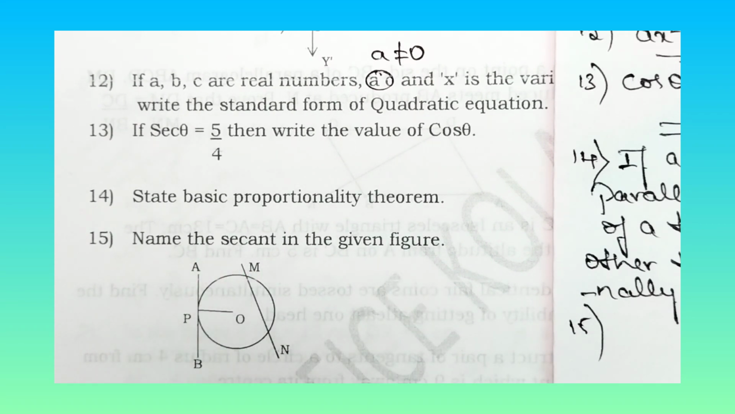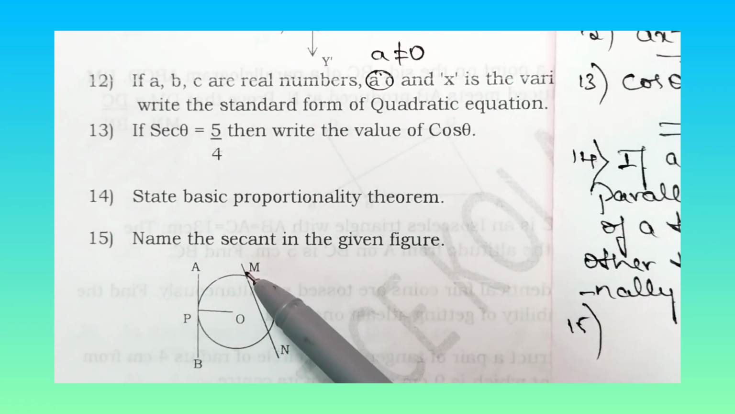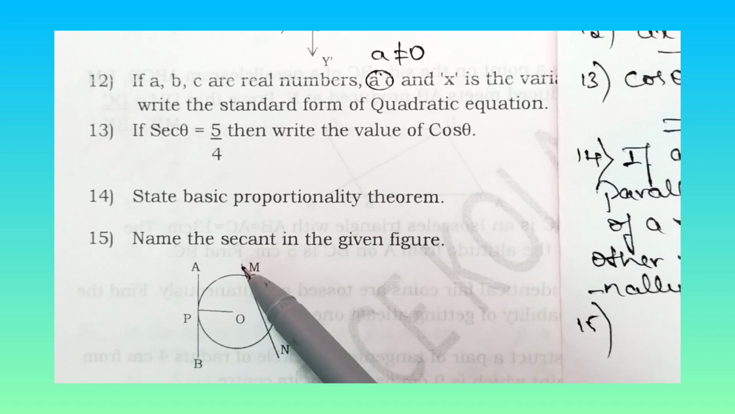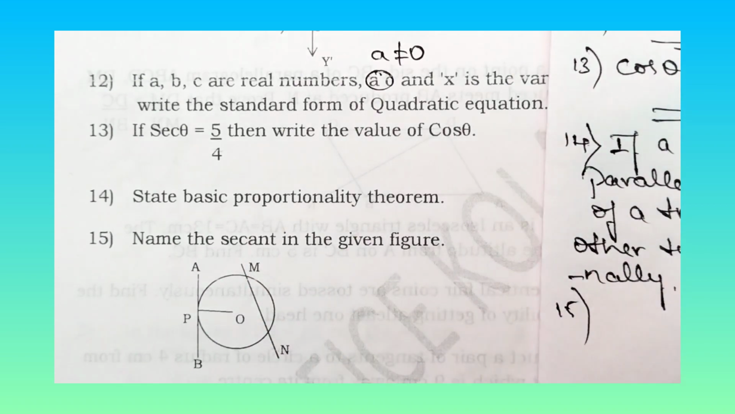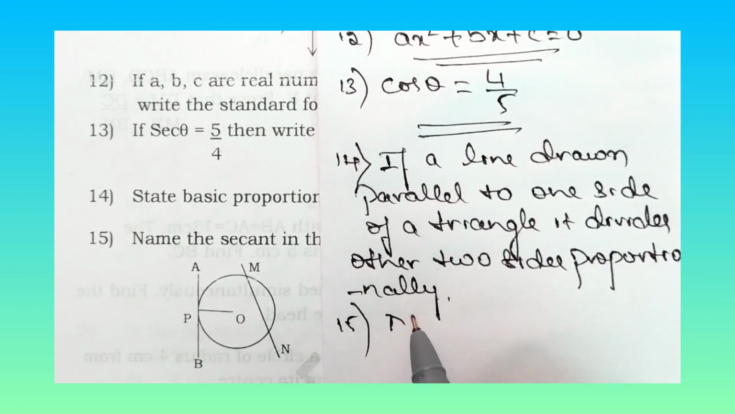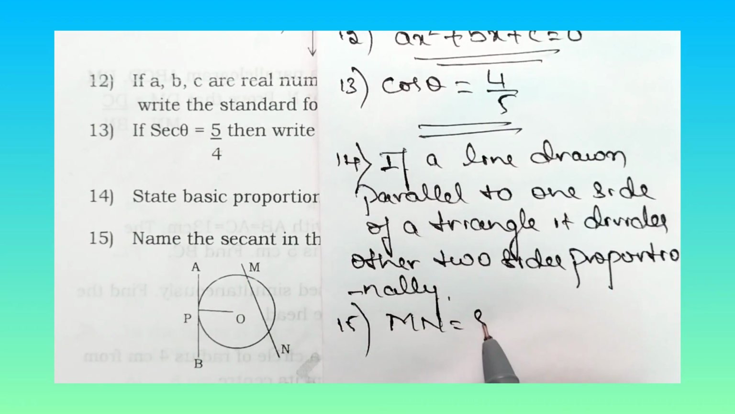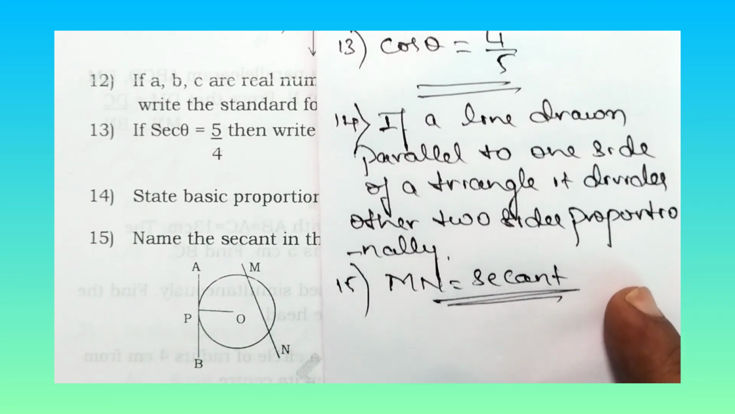Here they are asking which is the secant. Secant is a straight line which intersects the circle at two distinct points. Observe, MN is there, this MN is the secant. If it were a tangent it would touch at one point, but MN is a secant. So MN is the secant. This is the answer for the 15th question.